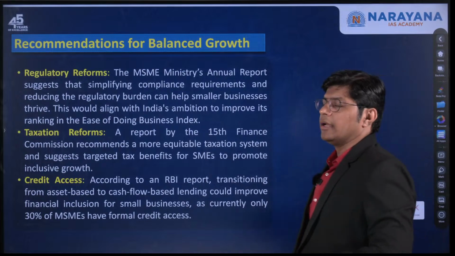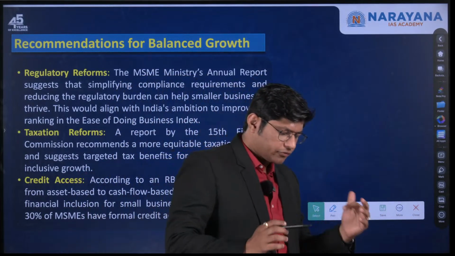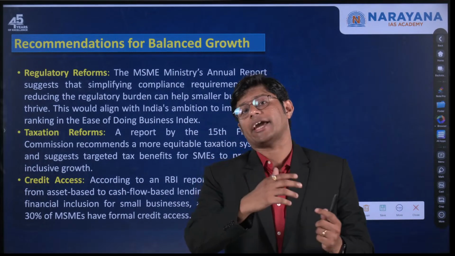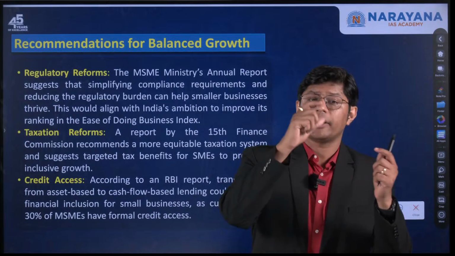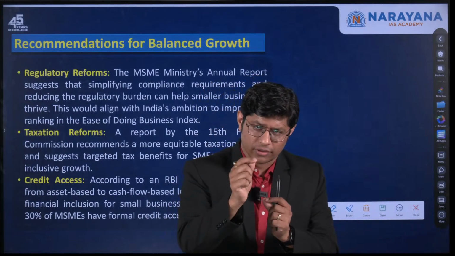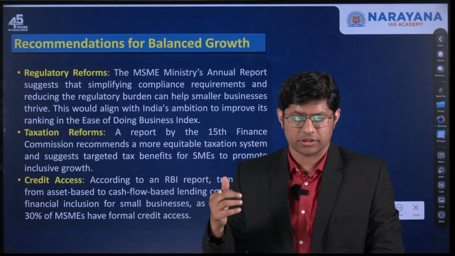Now, these are some of the problems that we have discussed, right? Because of these, we see the big businesses growing exponentially, and compared to the big businesses, the smaller businesses are seeing marginal growth. What is the reason? We discussed 5 to 6 problems, right?